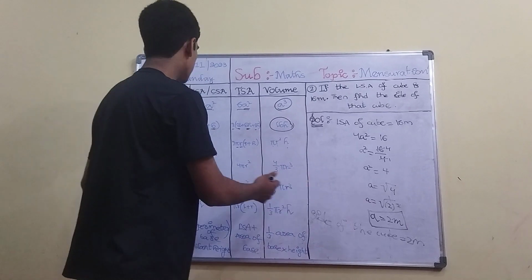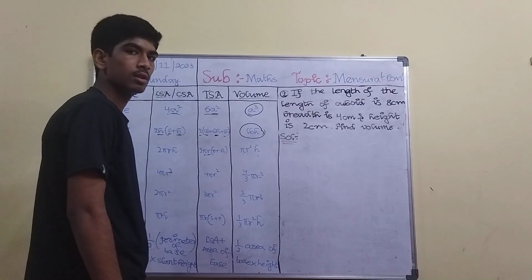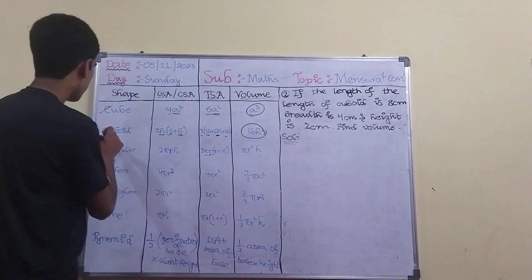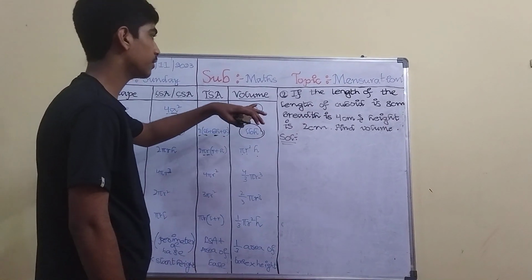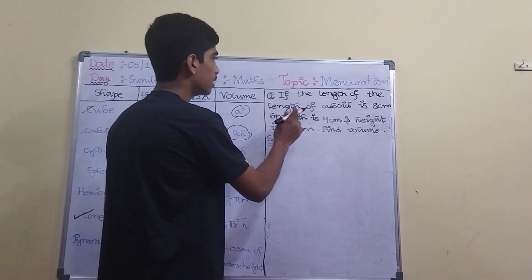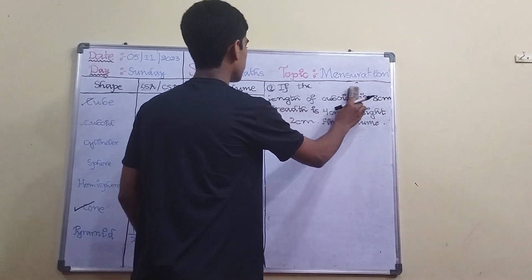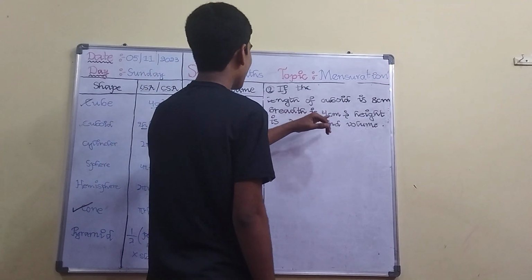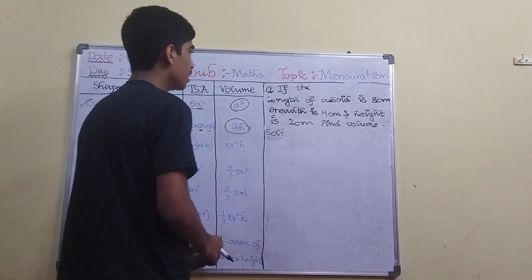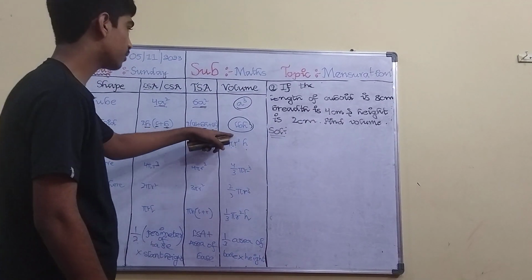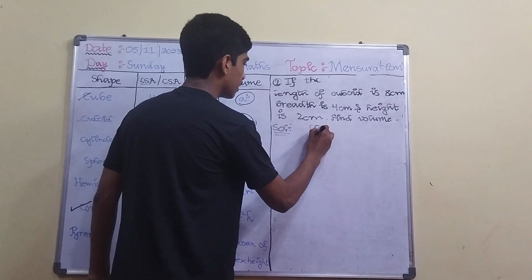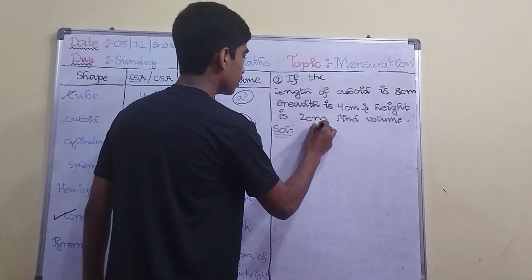Now I will enter into the cuboid. So this question is taken from cuboid. What is the given question? If the length of the cuboid is 8 centimeters and breadth is 4 centimeters and height is 2 centimeters, find the volume. If you have to find the volume of a cuboid, what is the formula? LBH. LBH is the formula for the volume of a cuboid.